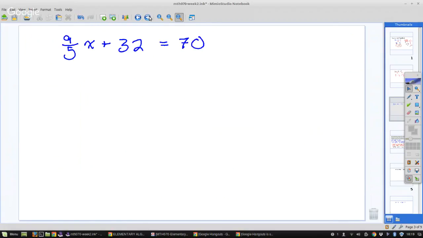So next problem. This is a problem similar to what you would have seen in the last section 2.4. There's problems like it in 2.5 also. Here I have fractions and whole numbers, no big deal. To solve this right here, I would choose to reverse the order of operations on x. Instead of multiplying first, I'm going to get rid of the plus 32 by subtracting 32. And I can do that on both sides. 32 minus 32 is 0. 0 plus 9/5 x is still 9/5 x.